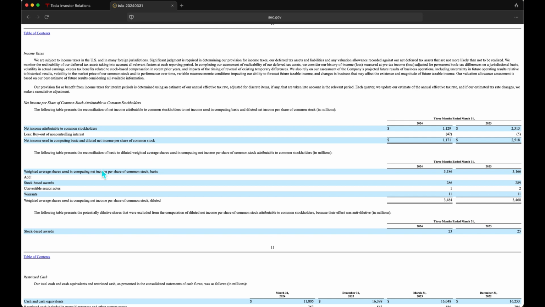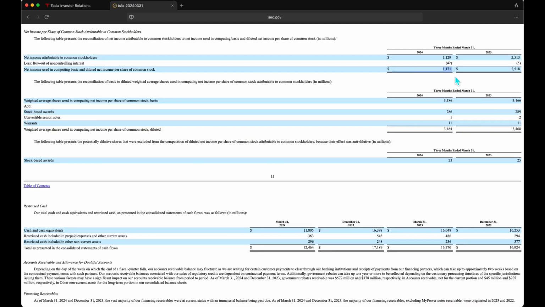On the same note, we have the average number of shares. So for the basic calculation, we have 3,186. And in order to get the diluted version, we have to add stock-based awards, convertible senior notes, and warrants. This leaves us with a total of 3,484.